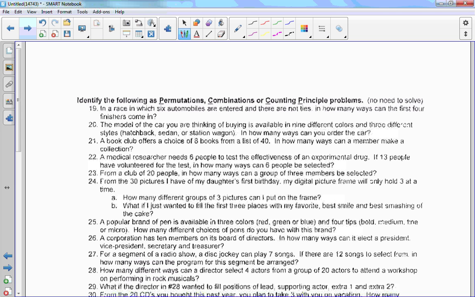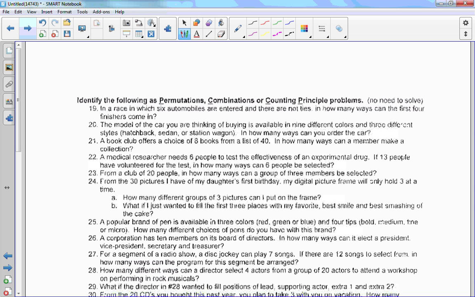Do you have your packet? We're answering questions. 3 points. All you have to do is put a P by number 19, and that's answered. It says no need to solve in the directions. Look at number 20.